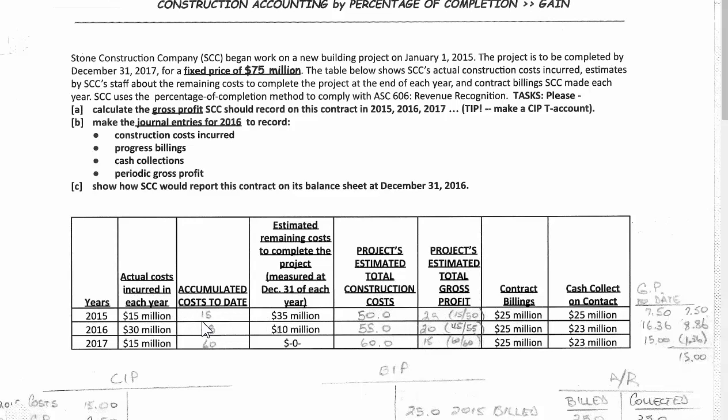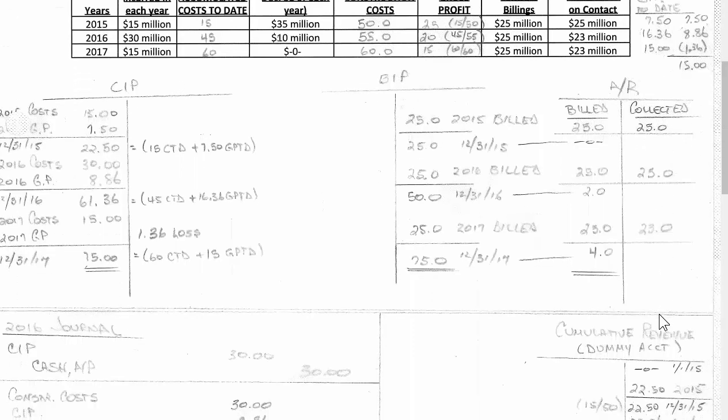Now, if 15 of the $50 million is done, 15/50ths, that means we would recognize 15/50ths of the gross profit, or $7.5 million in the first year. So what we would record in the construction in progress account would be an increase in the construction in progress for the costs, $15 million, and another increase in the construction in progress for the $7.5 million of profit. So these two together will equal $22.5 million as of 12/31/15.